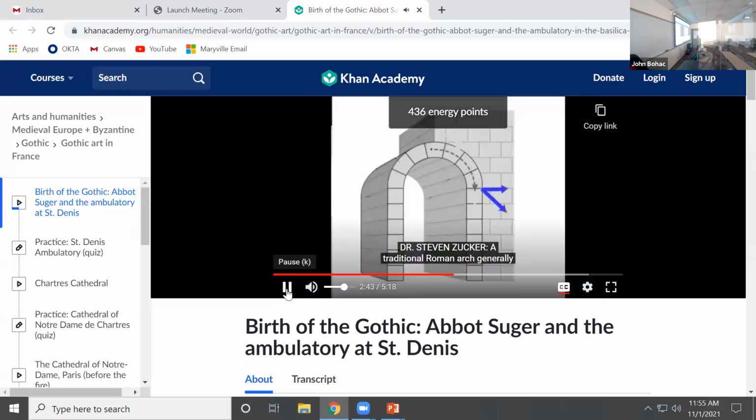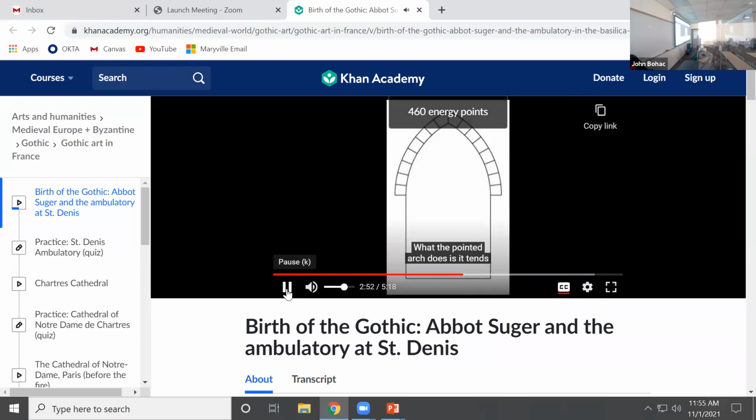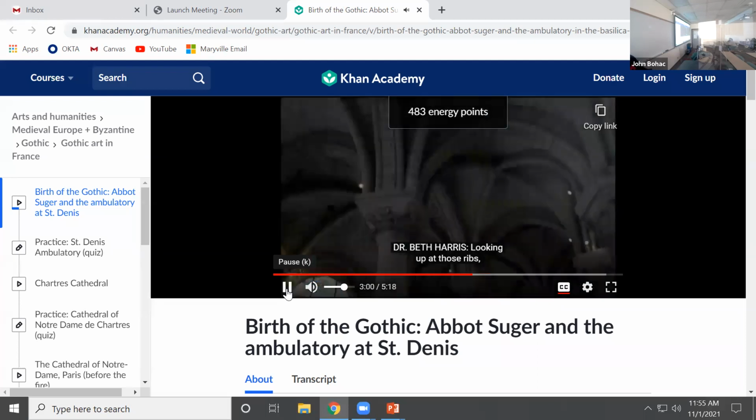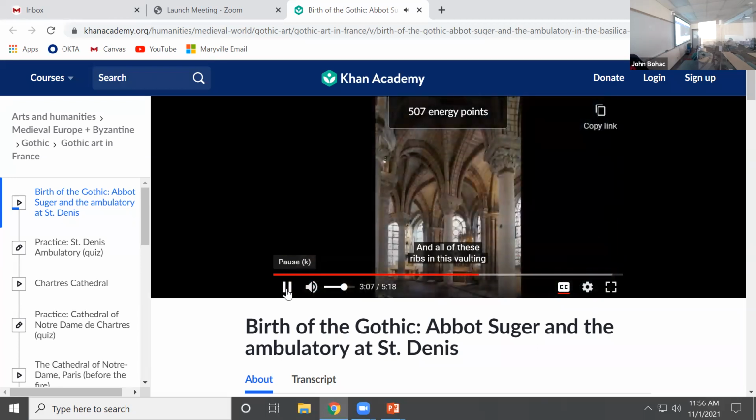A traditional Roman arch generally has to be placed on quite heavy walls because it really does push outward. It splays. What the pointed arch does is it tends to take the weight of the vaulting and push it more straight down so that the weight doesn't have to be buttressed from the side. Looking up at those ribs, we have a sense of a pull toward the vertical. And all of these ribs and this vaulting rests on these thin columns. So there's a real sense of elegance and openness to this space.